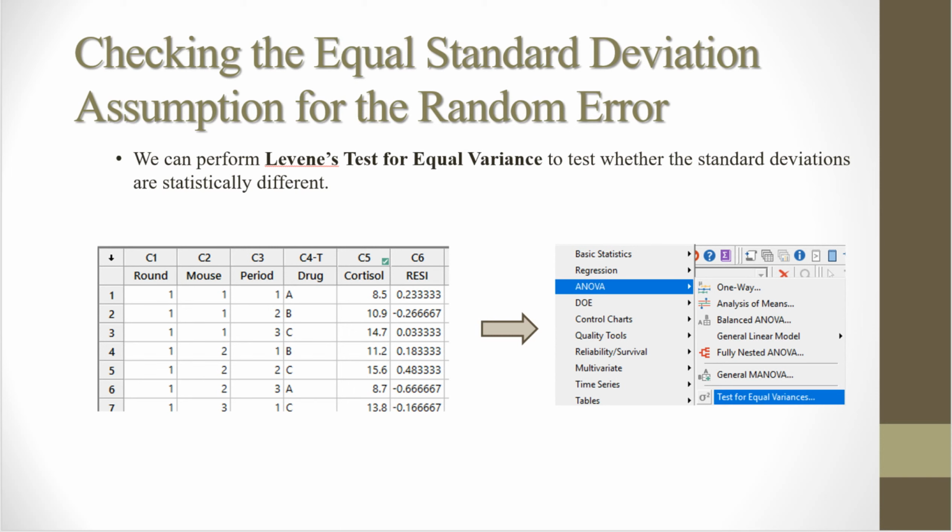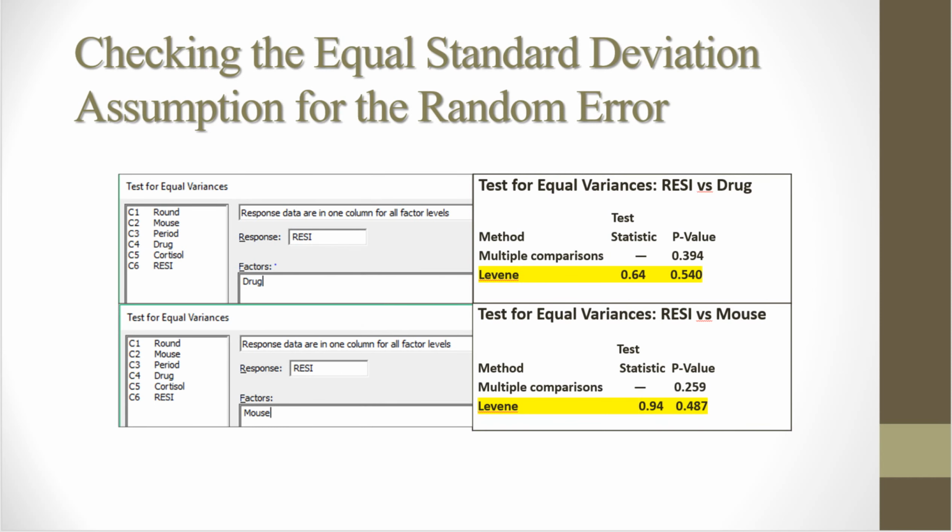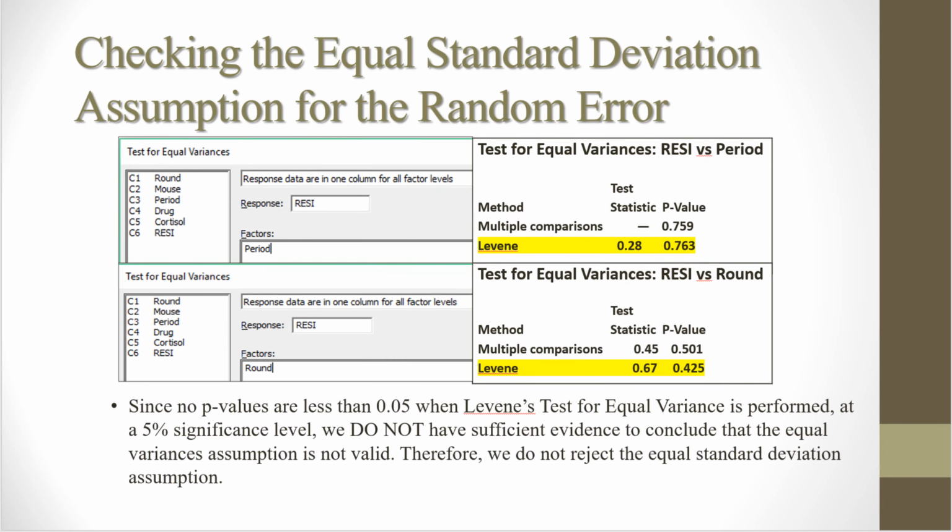So we perform Levene's test for equal variance to test whether standard deviations are statistically different. And what we find is that for all of the blocking effects and the treatment effect, they are all insignificant. So since none of the p-values are less than 0.05, at a 5% significance level, we do not have sufficient evidence to conclude that the equal variances assumption is not valid. Therefore, we do not reject the equal standard deviation assumption.